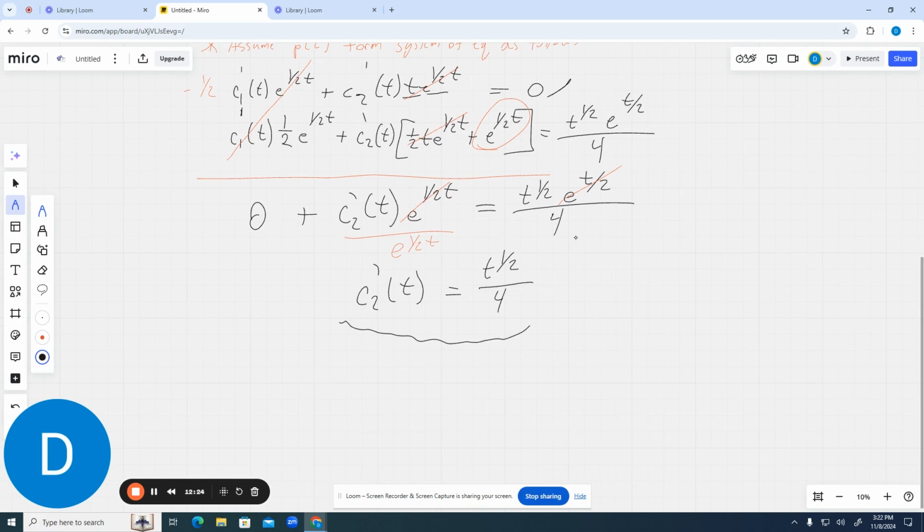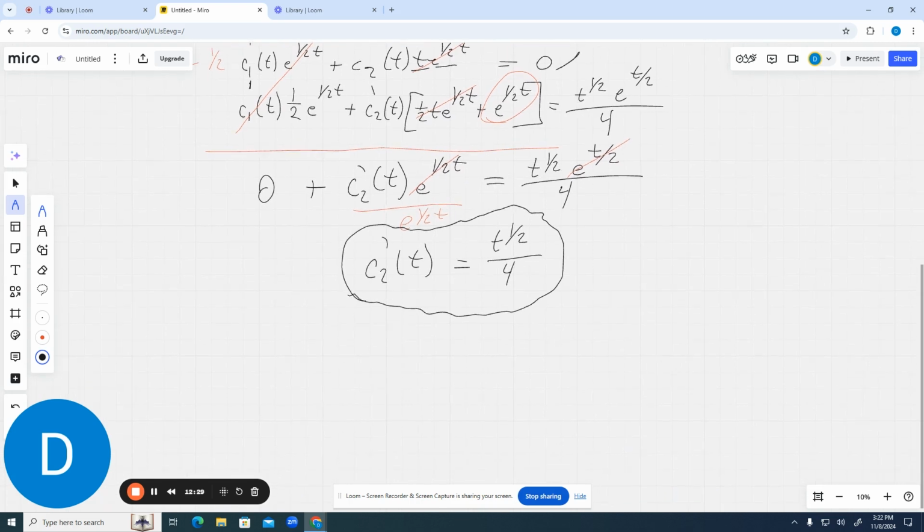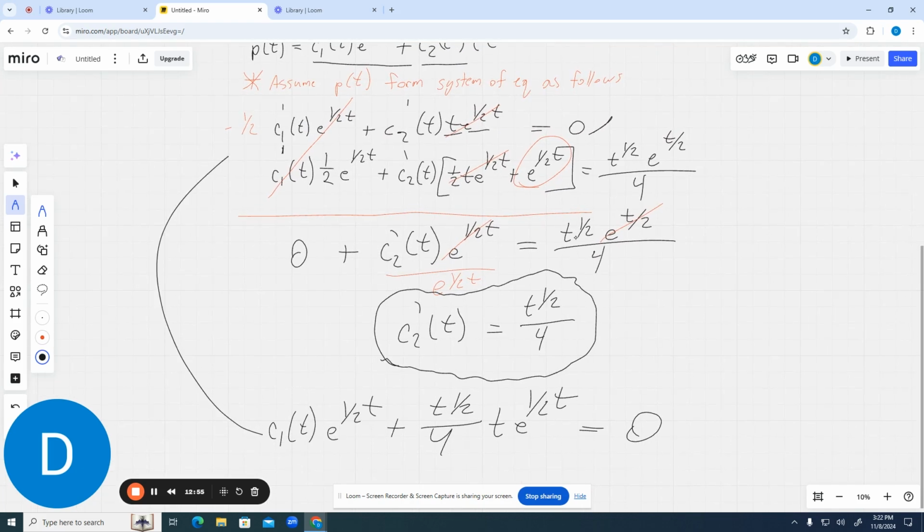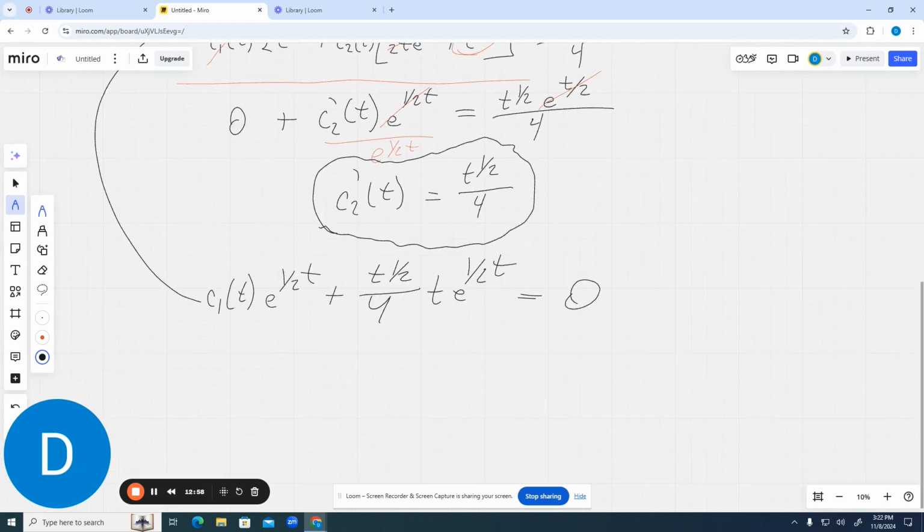So we have our C2 of t. So now we can plug that in to find C1 of t, and it goes something like this. Let's say we have C1 of t times e to the 1/2 t plus t to the 1/2 over 4 times t e to the 1/2 t equals 0. This is our first equation here, right? That's all we're plugging in here.